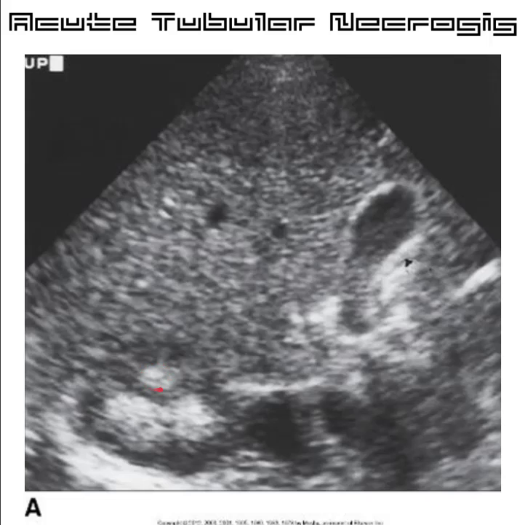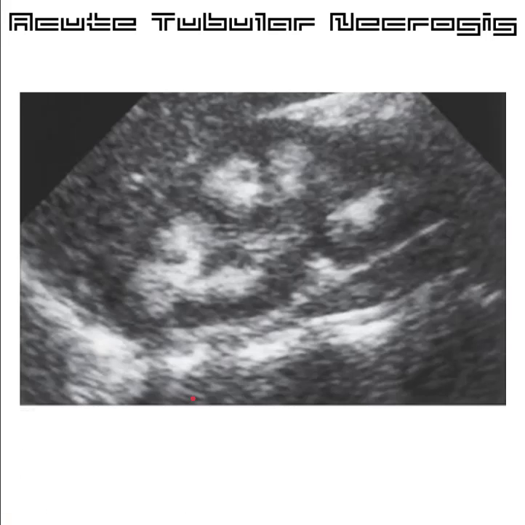If we do subsequent ultrasounds on this patient and we see the pyramids returning back to normal, that is a strong indicator of acute tubular necrosis versus other differentials. Here's the same patient in longitudinal, again with a relatively normal cortex, enlarged overall kidney size, and echogenic pyramids.